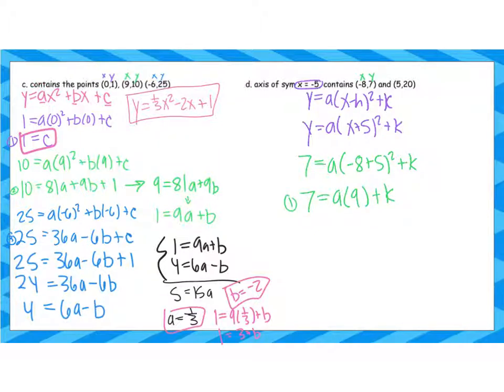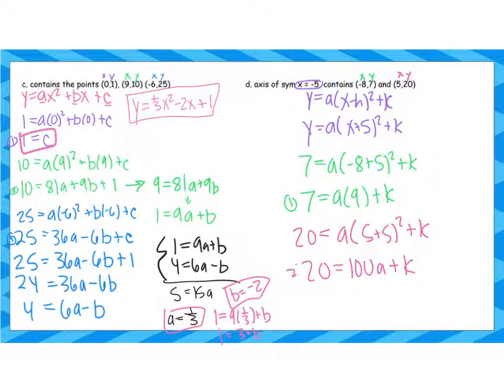And that's equation number 1. Take that same content, plug it in over here. And I get 20 equals 100a plus k as equation number 2. Then again, in order to solve this, I would just rewrite that new system. I can eliminate k and substitute it back to get my other values.